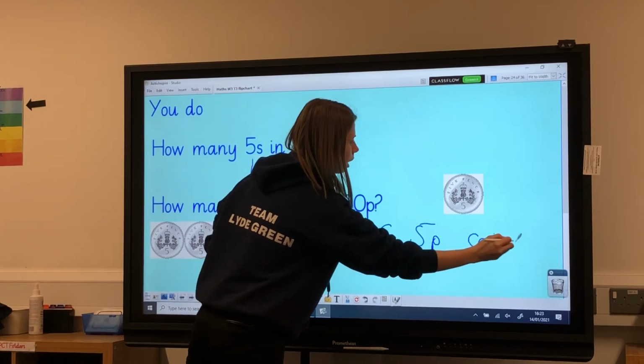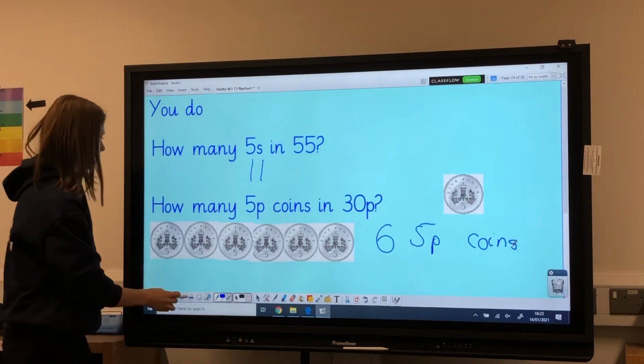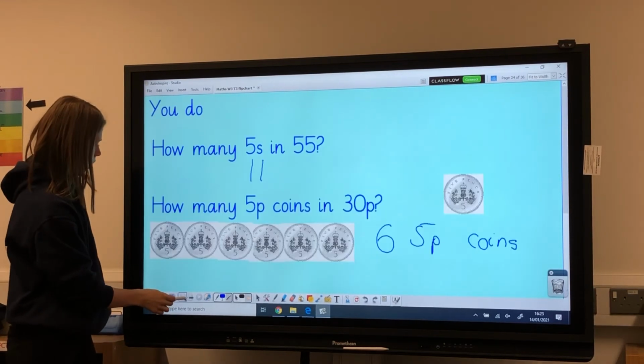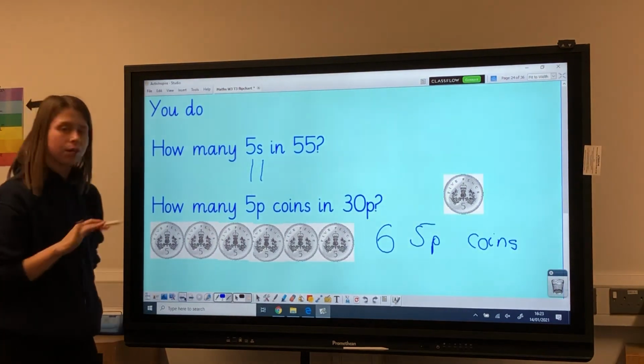coins. Now you're going to stop the video there and you're going to have a go at some questions in your books, on a piece of paper, however you choose to record.